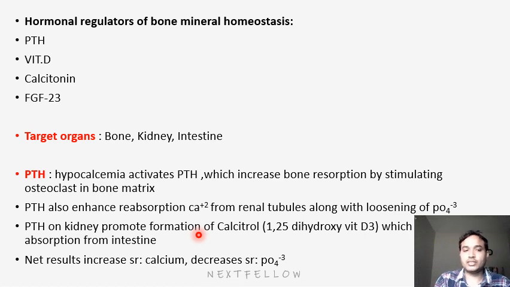So if you see here, all these things are helpful in increasing the calcium level. First, it activates osteoclasts, thereby releasing more calcium into circulation. Second, in the kidney, it inhibits loss of calcium. Third, in the intestine, it absorbs more calcium. So the net result is increased serum calcium and decreased serum phosphate, because it allows loss of phosphate from the kidneys. Thereby parathyroid hormone increases serum calcium and decreases phosphate level in the body.